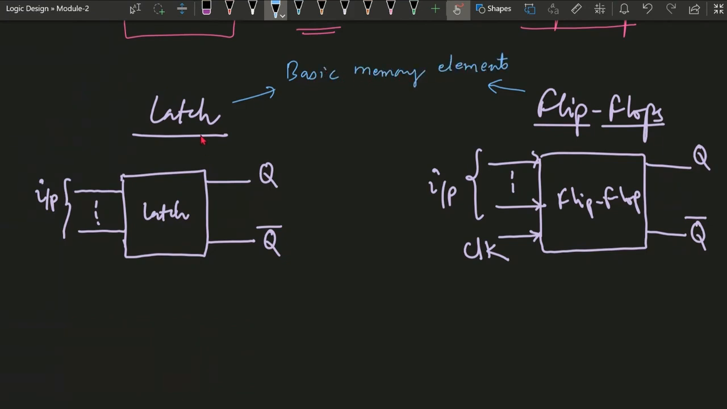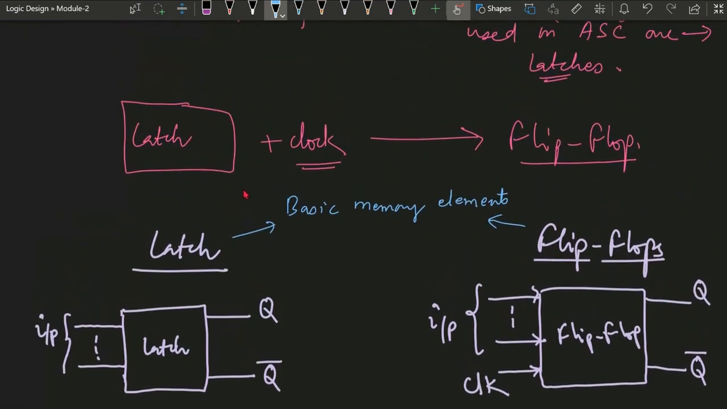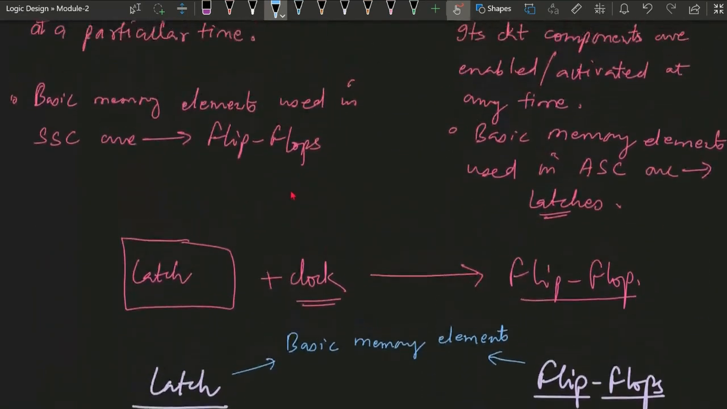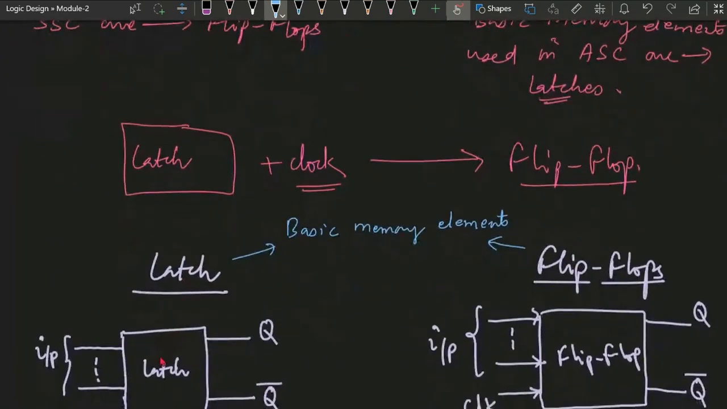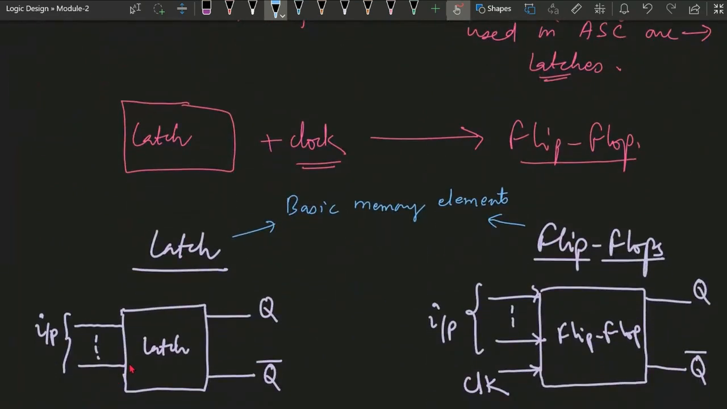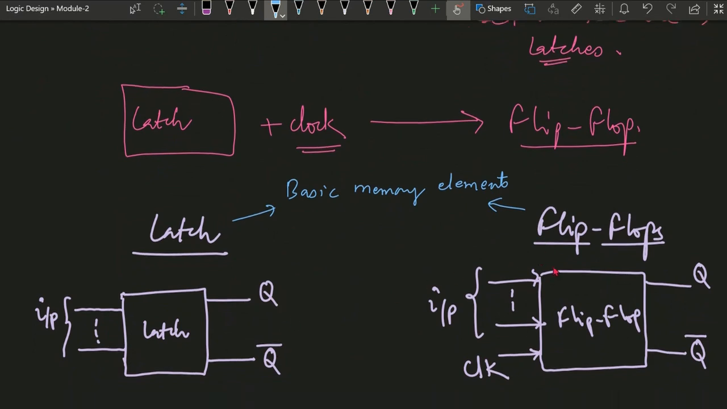These two are considered to be the basic memory elements. Latches are very rarely used, because latches don't have a clock. Whenever we apply an input to a latch, it will be working and generating the output. But in a flip-flop, there is a clock.